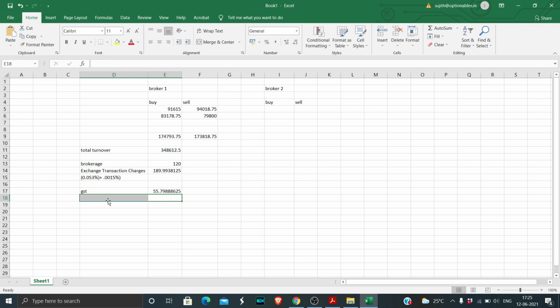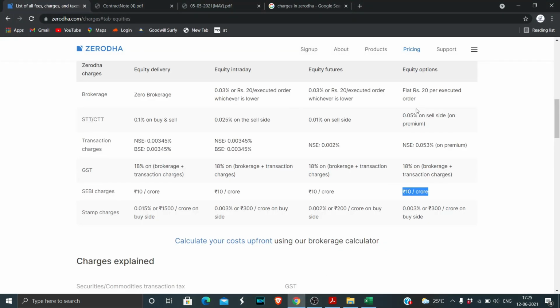Next comes the STT part, securities transaction tax. So we'll see how STT is calculated. STT is also a fixed charge. No one can manipulate it. STT is somewhere around 0.05% on the sell side on the premium. So for equity options or options on the index, it will be 0.05% of the total sell side premium.